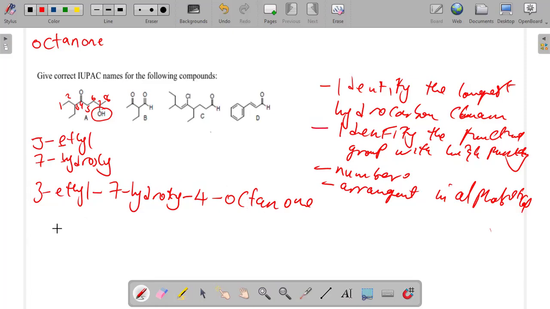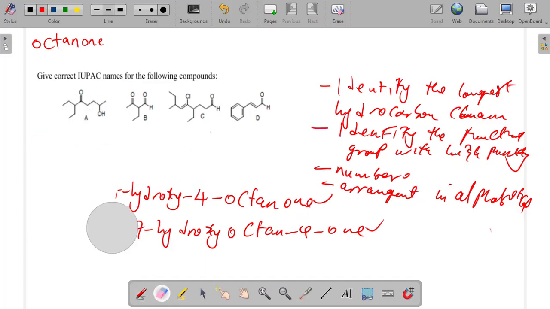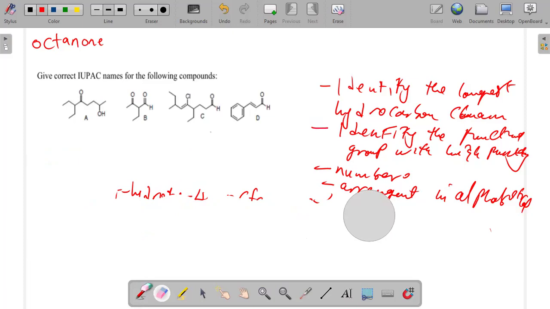So I have 3-ethyl, okay, then I have 7-hydroxy, okay, then I can say octa. So now I want to show that at position number 4, I have a ketone, which is 4-one, like that. So either way is going to be correct there. Okay, so that's how we can name our first compound. Okay, so let's go to the second one, which is this compound here.